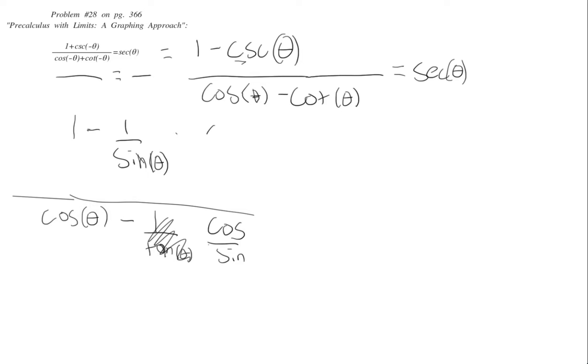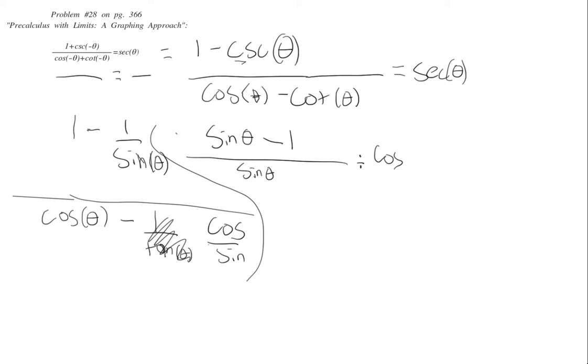So on the top we would have sine of theta minus 1 over sine of theta, divided by cosine of theta times sine of theta. Sorry, I didn't write that there. Let me rewrite it: cosine of theta times sine of theta minus cosine, all over sine of theta. Because when we're dividing, we just multiply by the reciprocal.